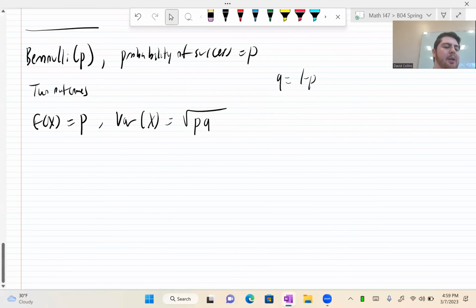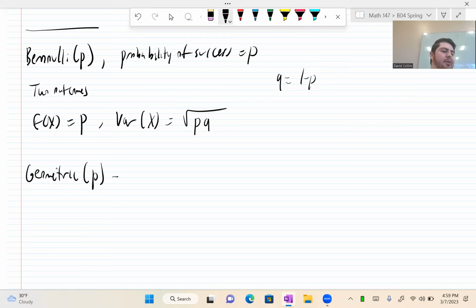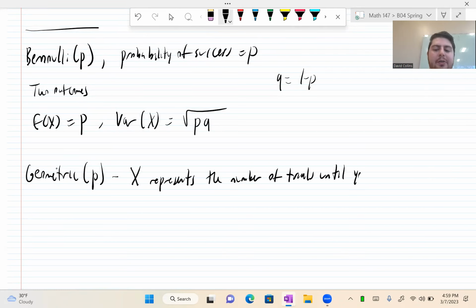From here, we get the geometric, which also only depends on p. The description in words of a geometric is very important because when you get a problem, the hardest part is going to be determining whether it is geometric or binomial. That's going to be the hardest part. So X, the random variable, represents the number of trials until your first success.